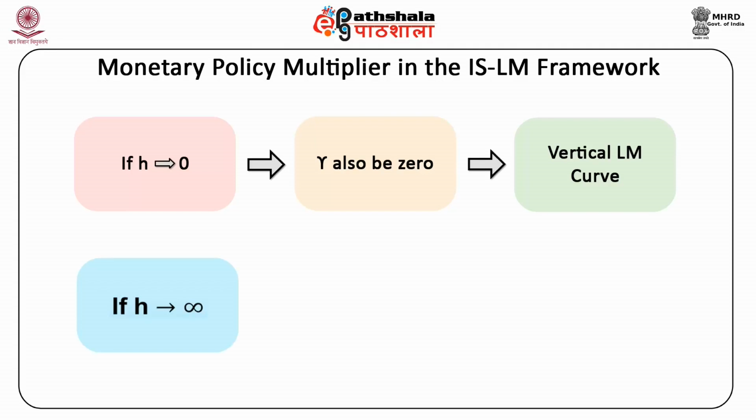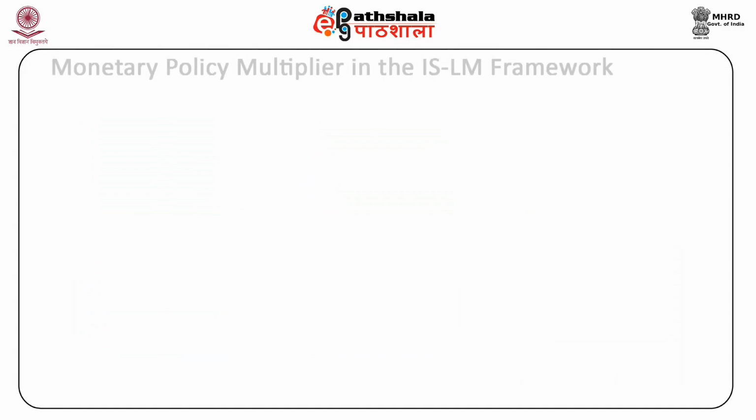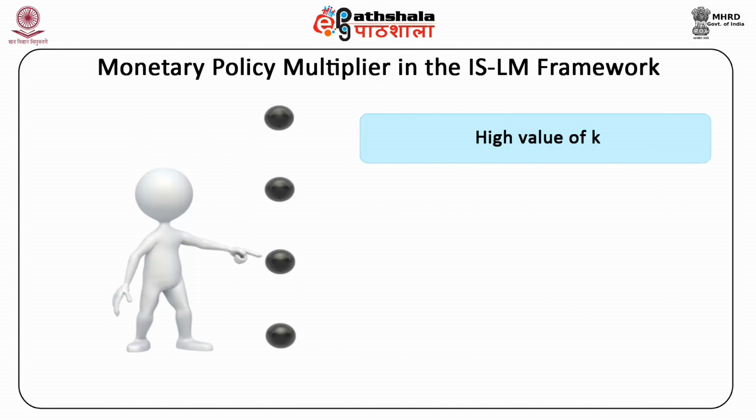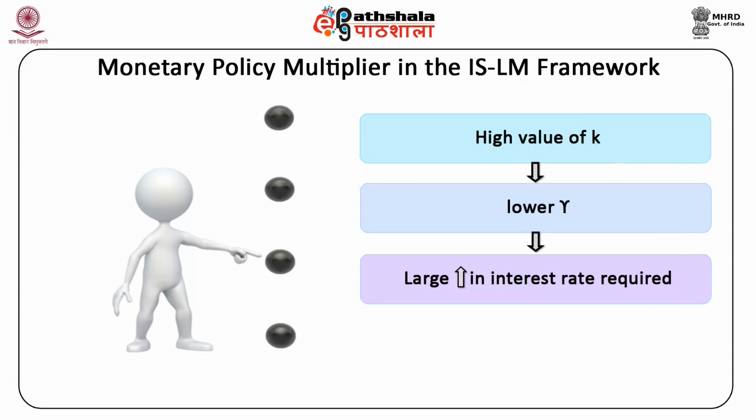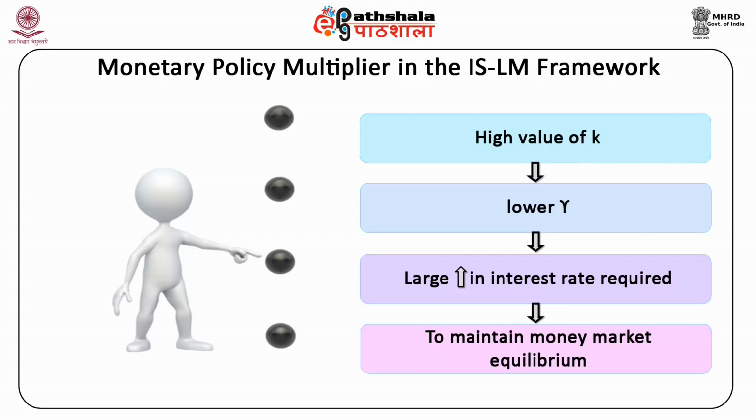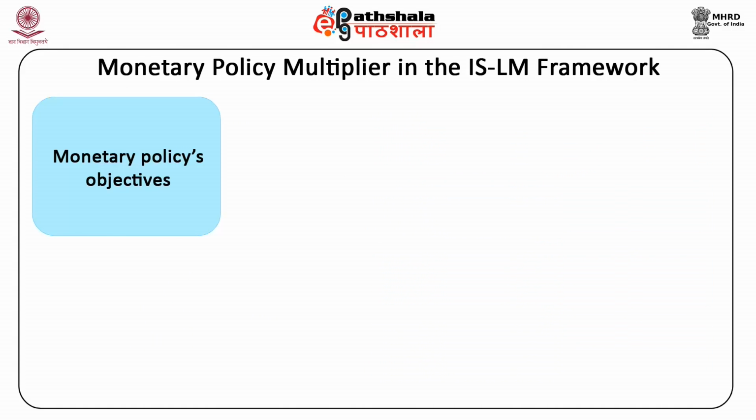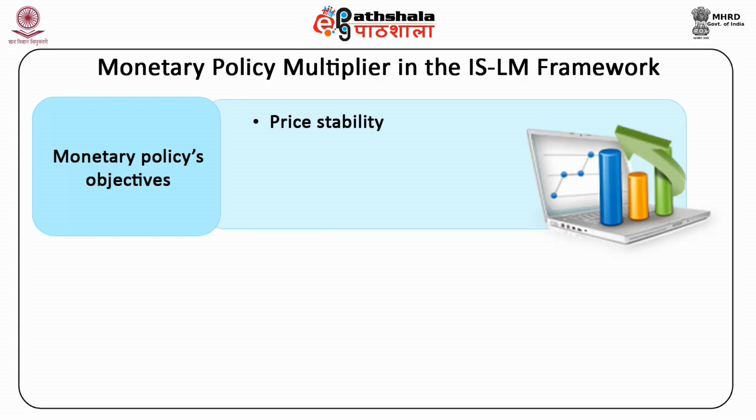On the other hand, if h is very high, that is almost infinity, then this corresponds to a horizontal LM curve. A high value of k, that is income sensitivity of demand for money, would mean a lower γ, because in this case large increase in interest rate is required to maintain money market equilibrium, as demand for money is too responsive to income.